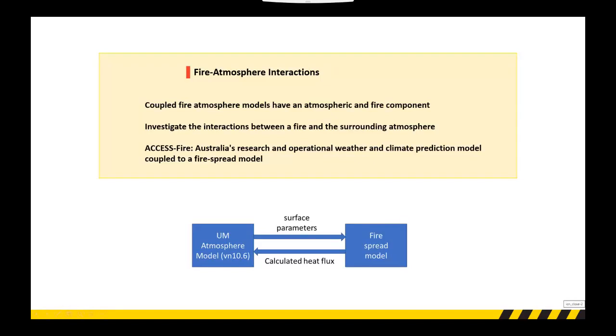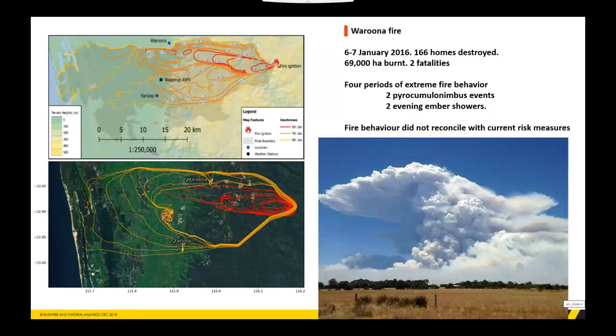So we've run two case studies as part of the proof of concept project. The first one was on the Waroona fire, which burnt south of Perth in Western Australia in January 2016. There were 166 homes destroyed, 69,000 hectares burnt, and 2 fatalities on the second night of the fire. Importantly, there were 4 periods of extreme fire behaviour during this event. There were 2 pyrocumulonimbus events, so fire-generated thunderstorms over the fire. You can see one of the photographs on the first day on the bottom right there.